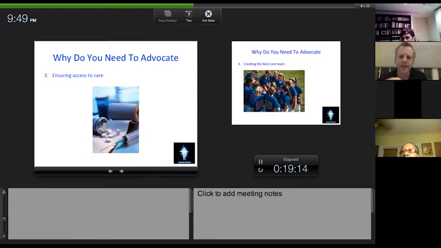I think this is a slide and an area that we could probably spend an entire day or entire week talking about, advocating to ensure that you have access to care. And we aren't even touching on underprivileged communities, touching on communities that don't have access to care in general. There's a lot that goes into this component of the equation.